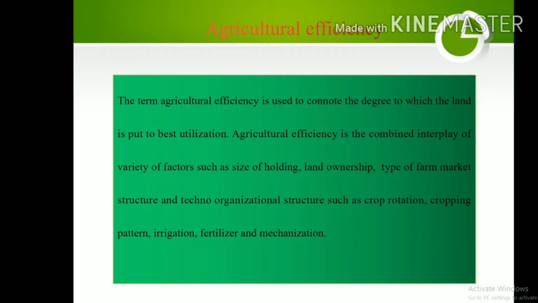What is agricultural efficiency? How can we define it? The term agricultural efficiency is used to connote the degree to which the land is put to best utilization. Agricultural efficiency is the combined interplay of a variety of factors such as size of holding, land ownership, type of farm, market structure, and techno-organizational structure such as crop rotation, cropping pattern, irrigation, fertilizer, and mechanization.